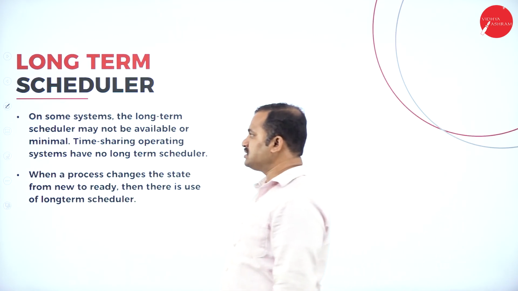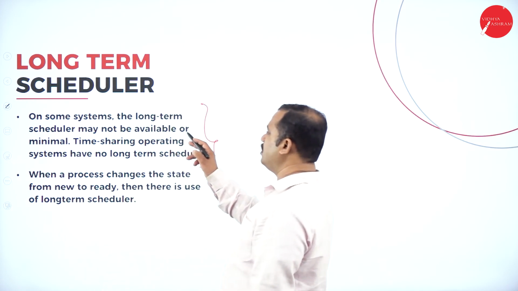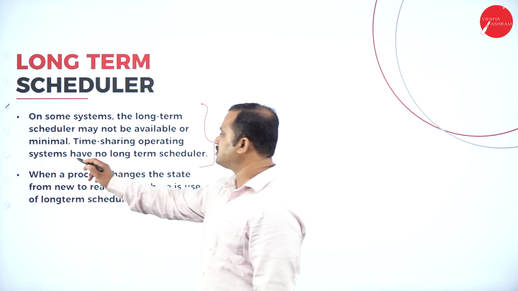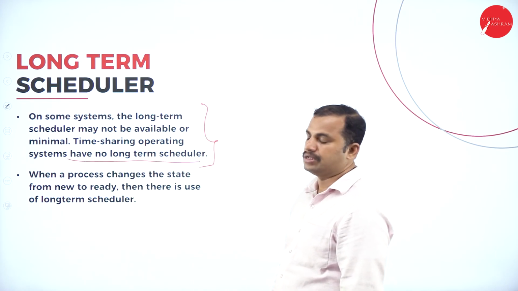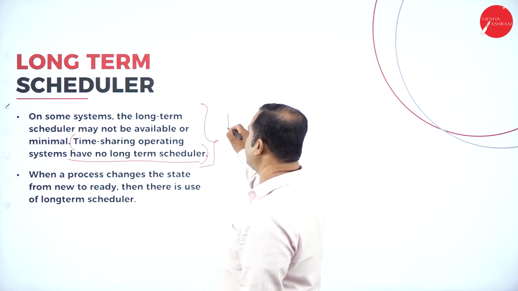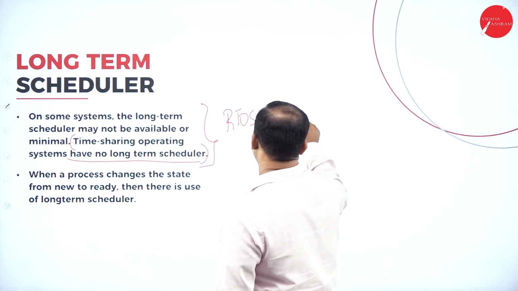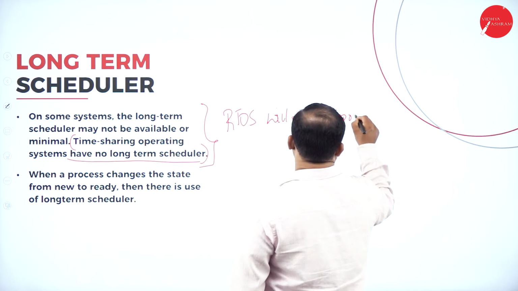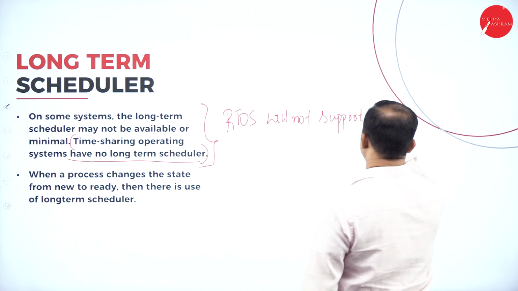If that is the case, on some systems, the long-term scheduler may not be available or minimal. Time-sharing operating systems have no long-term scheduler. That means these time-sharing operating systems, that means RTOS, will not support long-term schedulers.